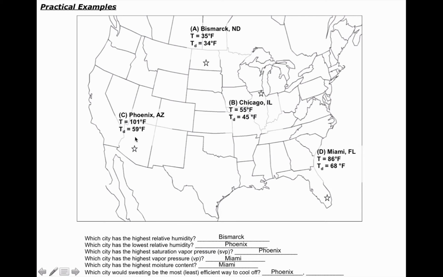Why? Well, this huge difference between the temperature and dew point means low relative humidity. And that low relative humidity means that there's plenty of room in the atmosphere for water vapor to evaporate off your skin, such that it goes into the atmosphere without any problem. That's why old people want to live in Phoenix. It's a dry heat. It's comfortable.